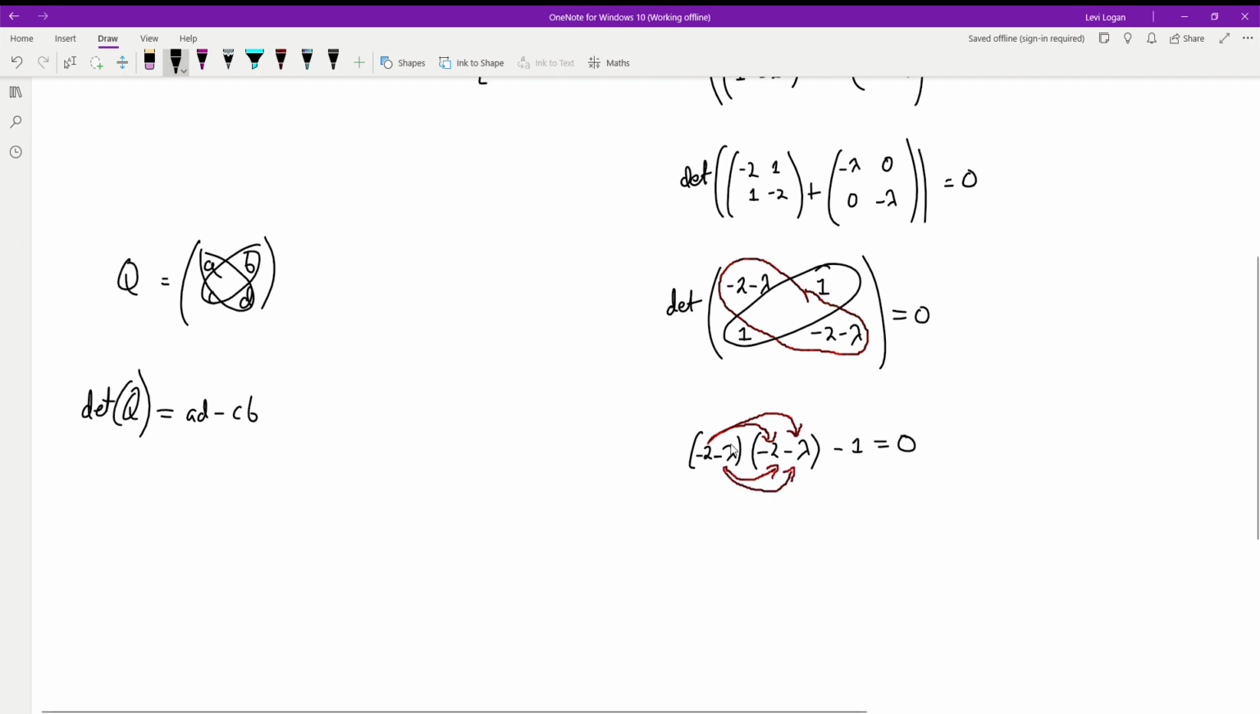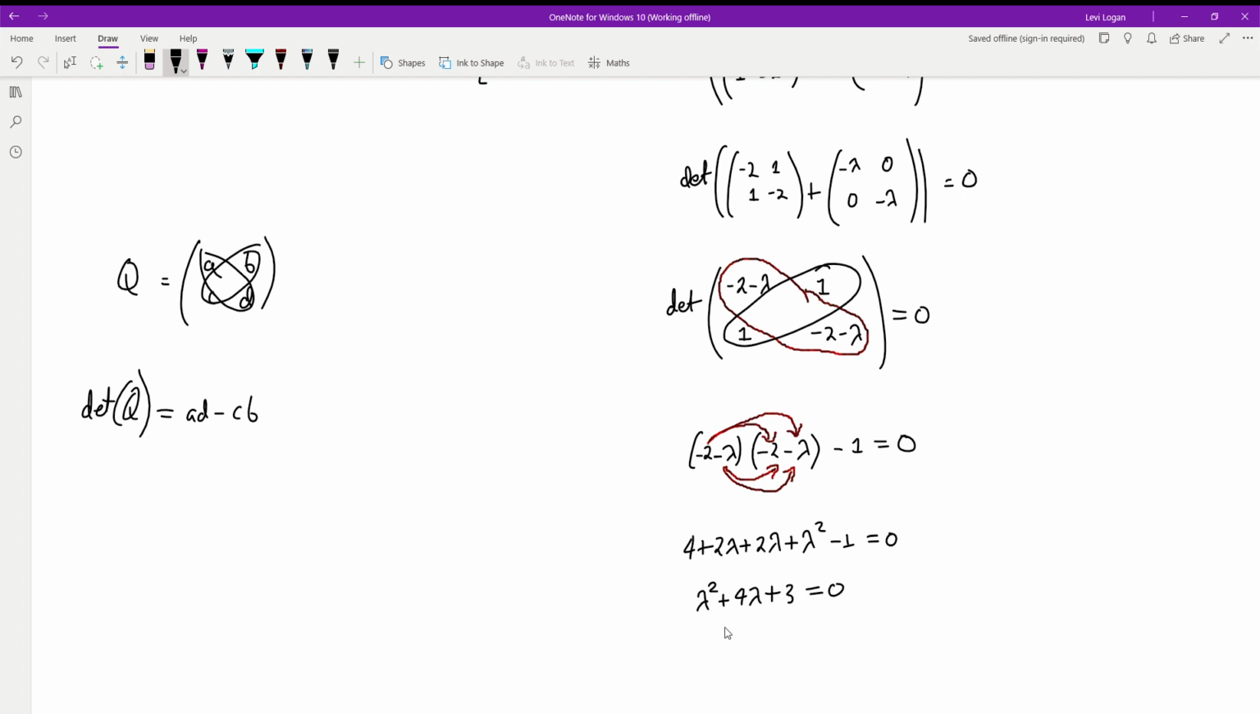So first off, -2 times -2 is +4. Then we have -2 times negative lambda, so you're going to have +2 lambda. Then you're going to have negative lambda times -2, which is +2 lambda. Then you're going to have negative lambda multiplied by negative lambda, which is going to be positive lambda squared, minus 1, okay? -1 plus 4 is going to be 3, so we're left with lambda squared. 2 lambda plus 2 lambda is 4 lambda. So we're pretty much left with this, right?